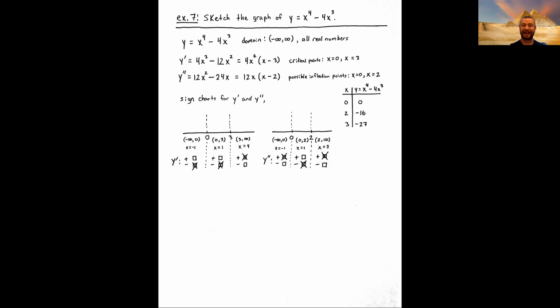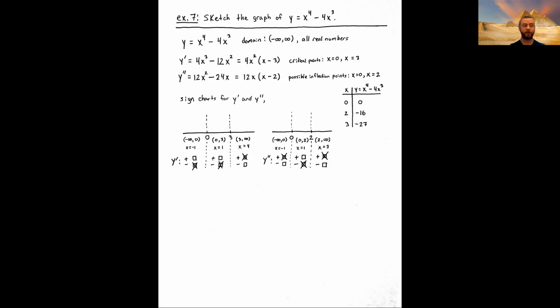And if you take a look at that change, going from negative to positive, you might recall from the first derivative test, when the sign of the first derivative at a critical point changes from negative to positive, that corresponds to a local minimum. So we know already from this sign chart, x equals 3 in our graph is going to correspond to a local minimum.